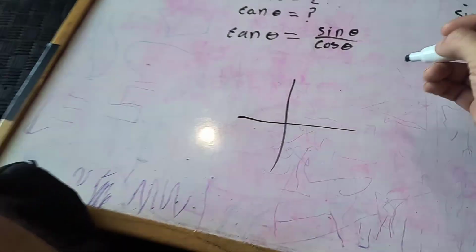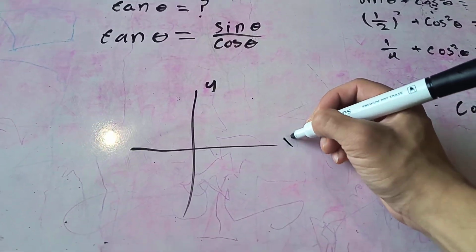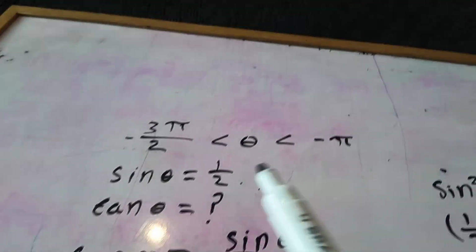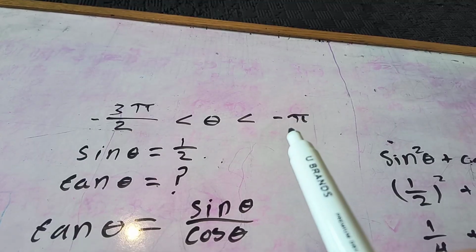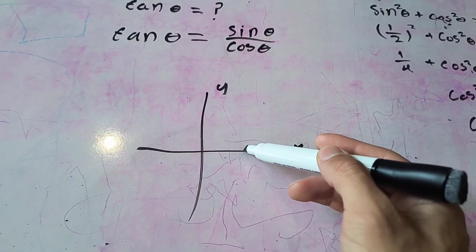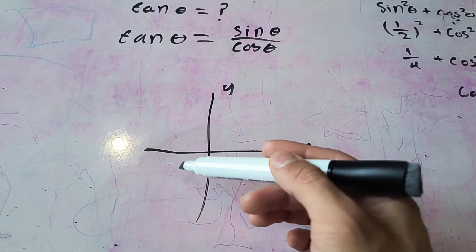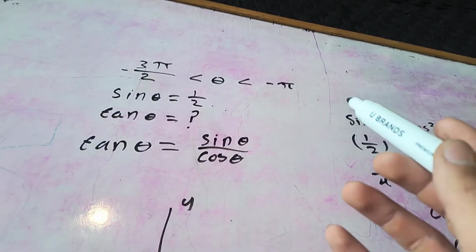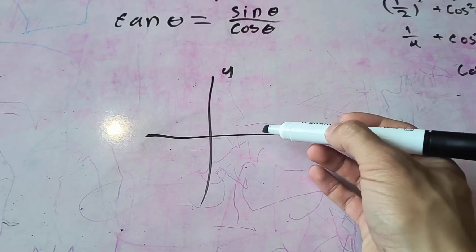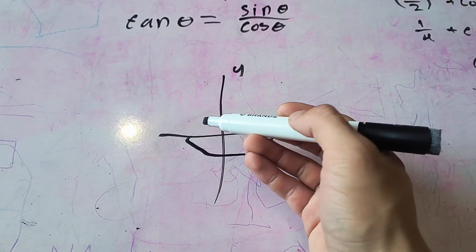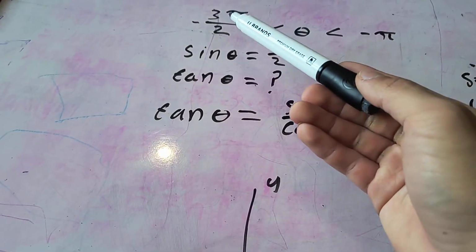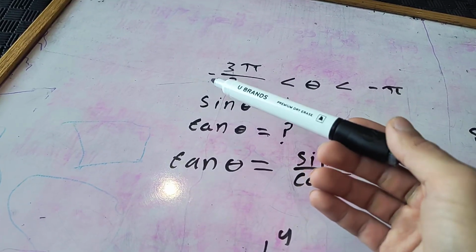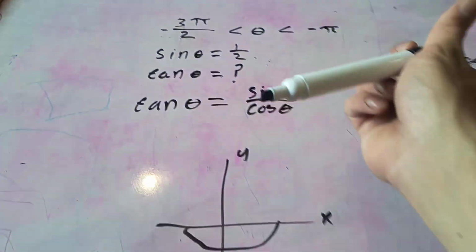We have y, we have x. So they say theta is less than negative pi. If we start right here on this axis and go in the negative direction, we'd be going clockwise. And negative pi is 180 degrees, so we would be going like this. And it's going to be greater than negative 3 pi over 2.